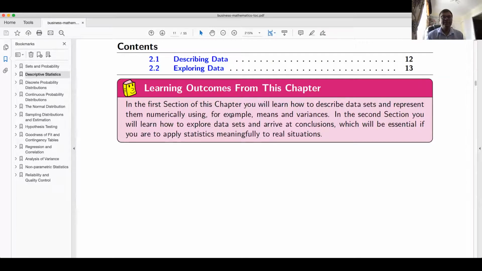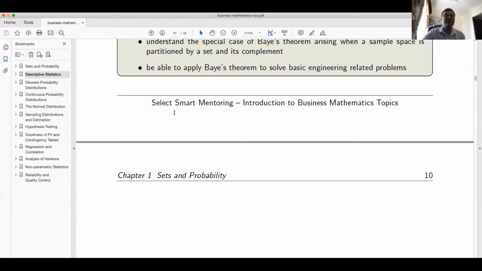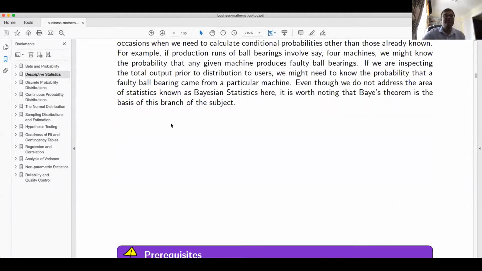So weekly I will be, you guys can see these topics, right? These are all the bookmarks. I can go back to the very first one.